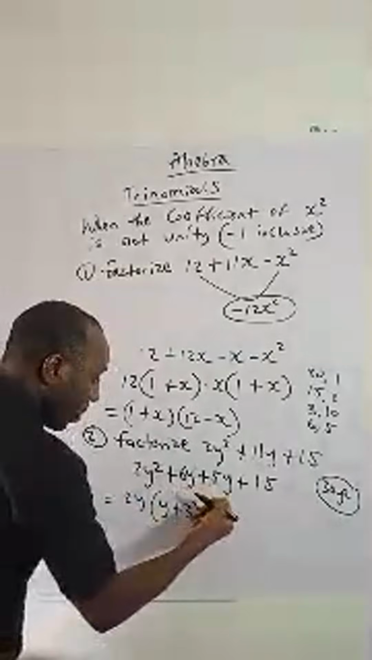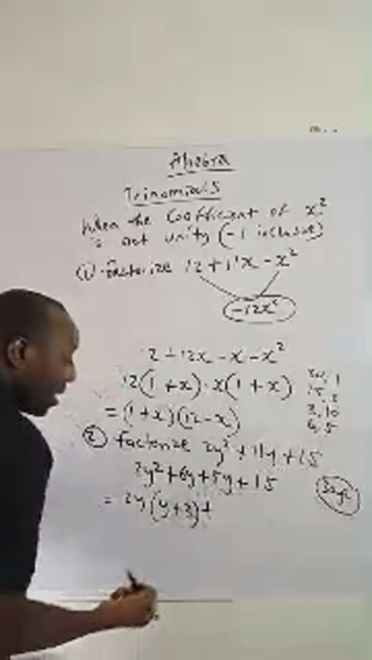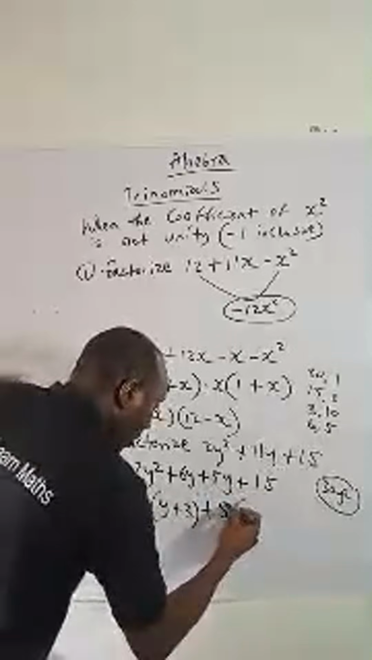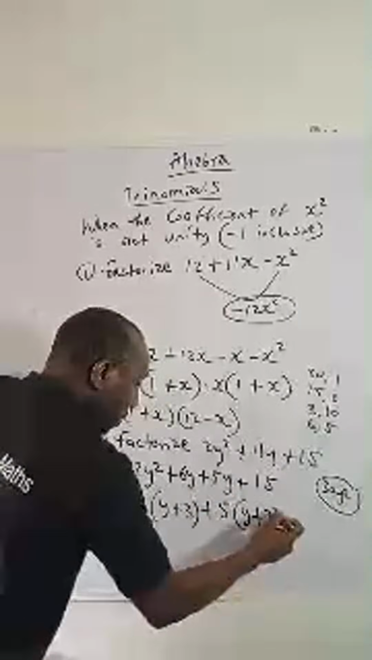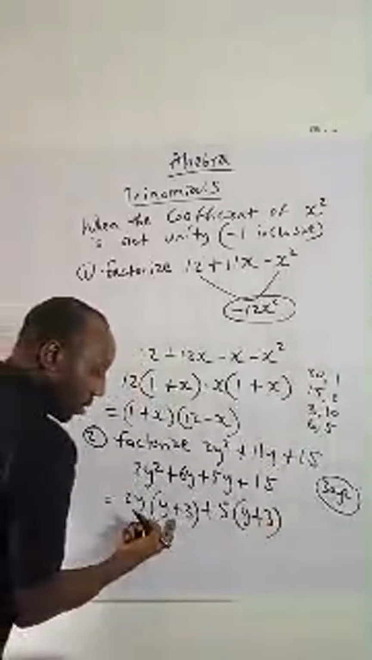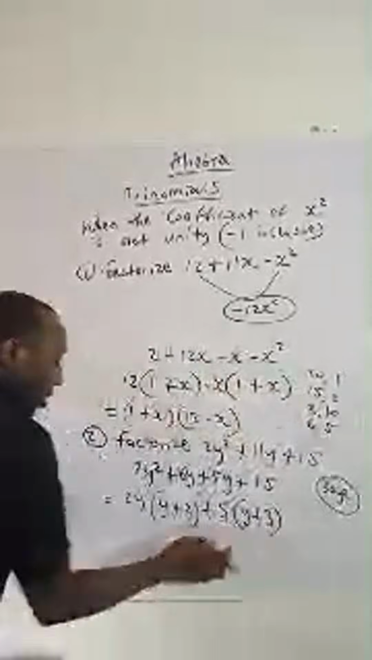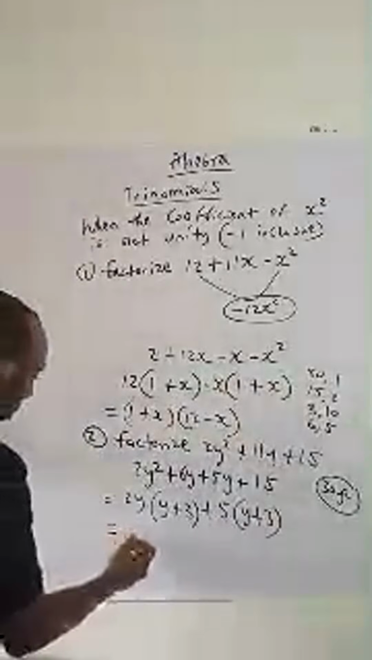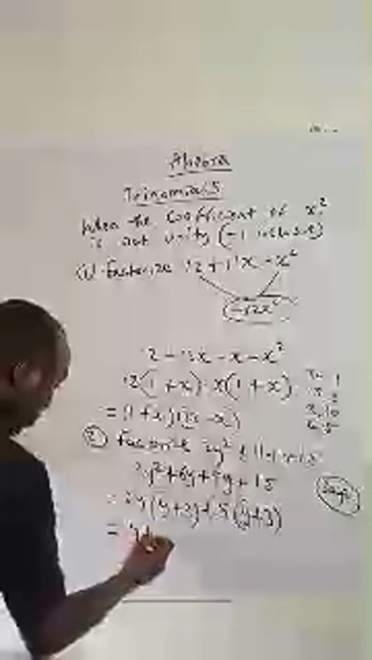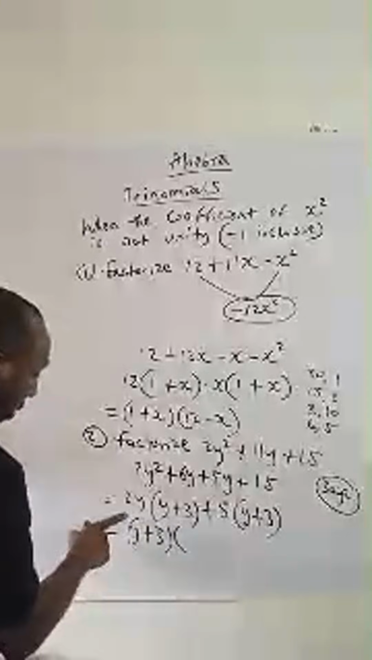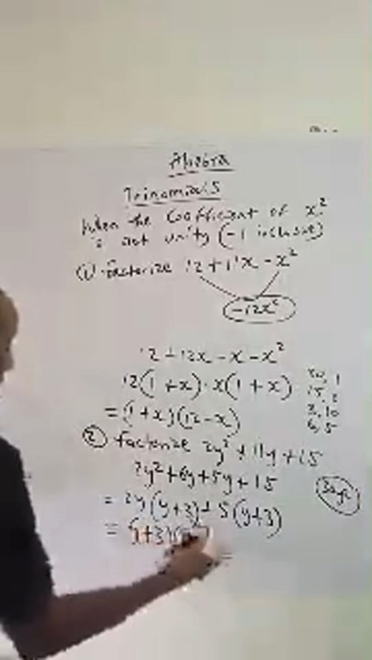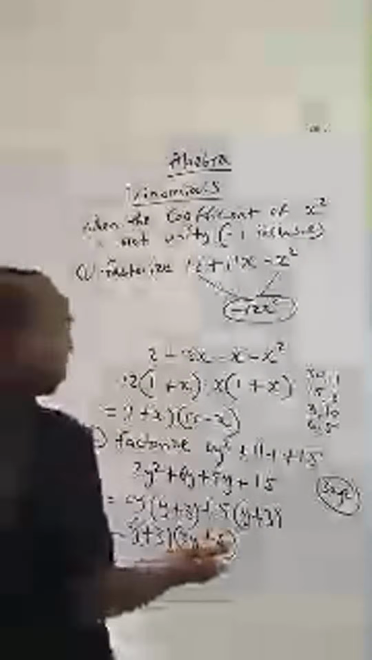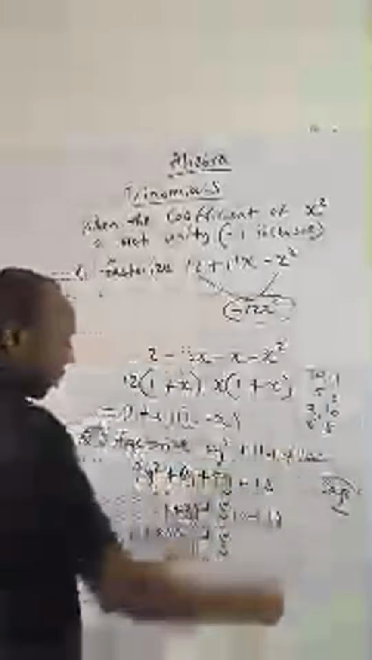Good? So plus, what about this and this? What's common between 5y and 15? It's going to be 5. So you write 5, open a bracket. 5 into 5y, you have y. And 5 into 15, you have what? 3. So we have y plus 3 in this bracket and y plus 3 in the other bracket. So I want to factor that out. So y plus 3 is common. Bring it out. And then what we have outside, 2y plus 5. If you expand these 2 factors, you will get the original question, which is 2y squared plus 11y plus 15.